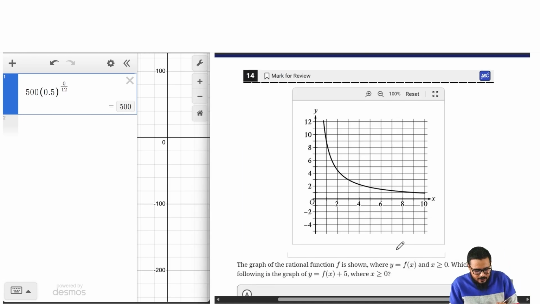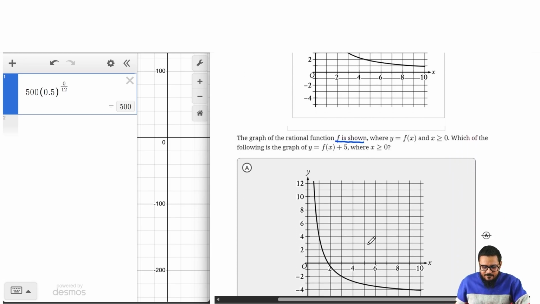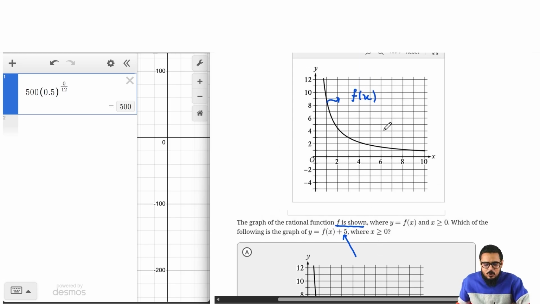So in this question, the graph of the rational function f is shown. So this is the graph of the function f of x, right? You can say that this is my f of x. And you have to figure out which of the following is the graph of y equals f of x plus 5. And since 5 is added on the outside of variable x, this means a vertical translation. And since this is a plus 5, everything would go 5 units upwards. So this entire graph would go 5 units upwards.